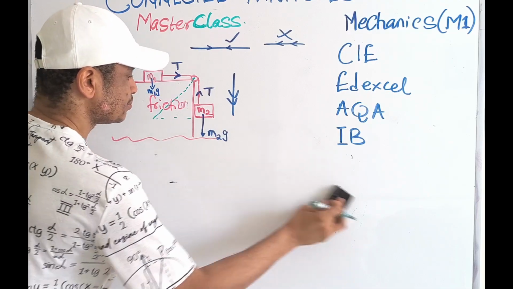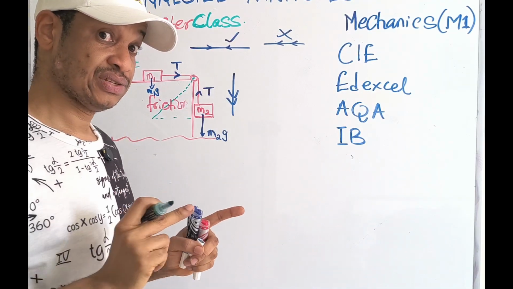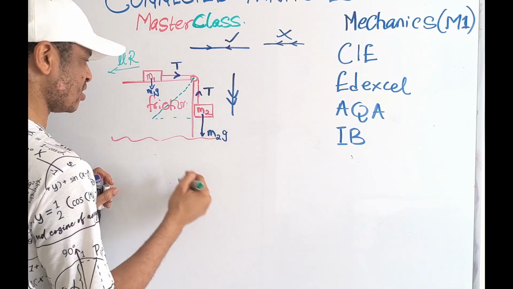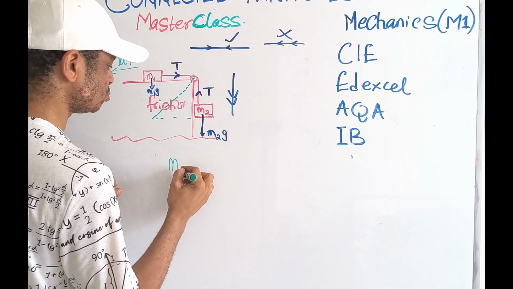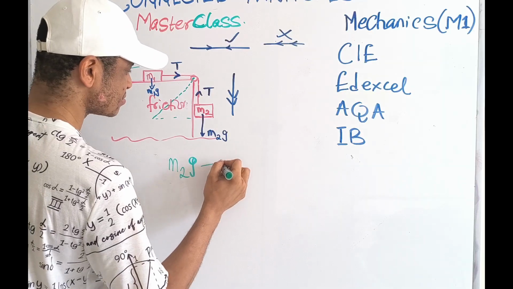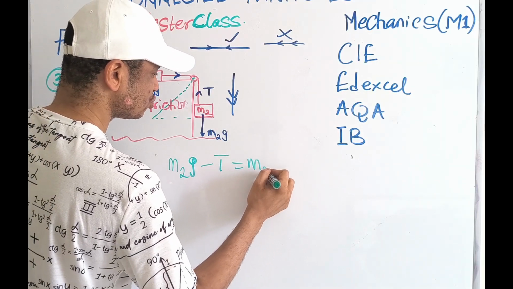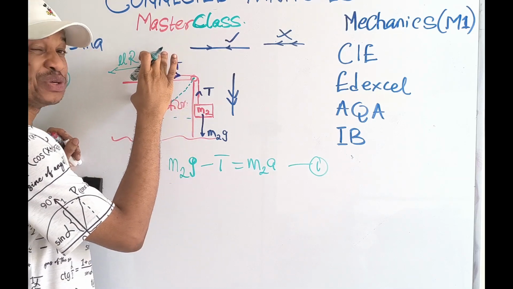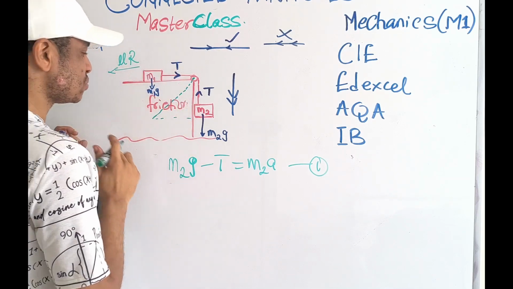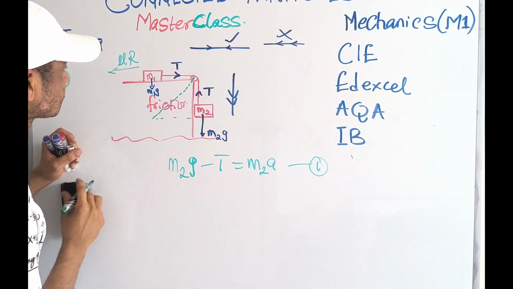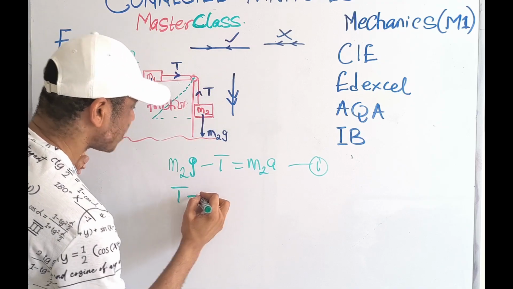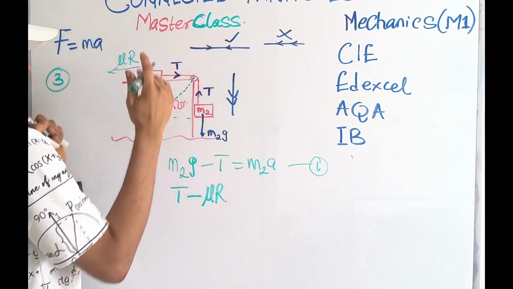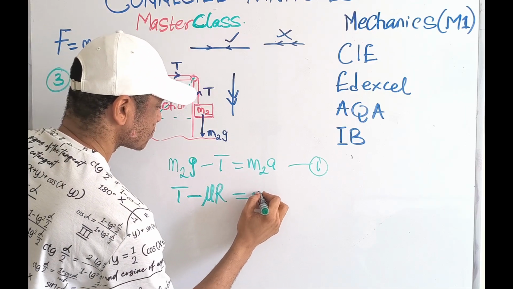Okay, let's get to business. Again, this will not change. So this becomes M2g minus T equals m2a. This will not change, but here is going to change. So this will be T minus mu R. So like this minus like this is equals to m1a.